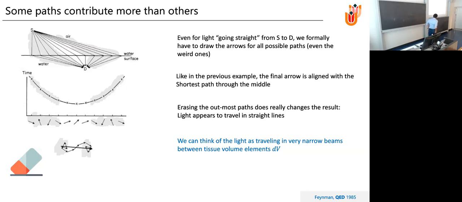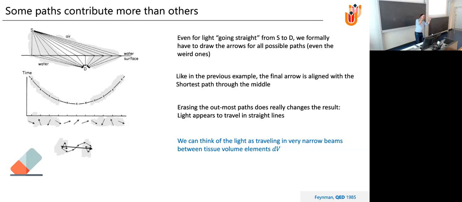Because these center parts contribute more to the final arrow than the other parts, it doesn't really matter if we just ignore these unlikely paths at the edges. So even though we started rigorously taking into account all possible paths, most of these paths do not really contribute, and we end up with only the important ones. That implies that light travels more or less as a straight line.